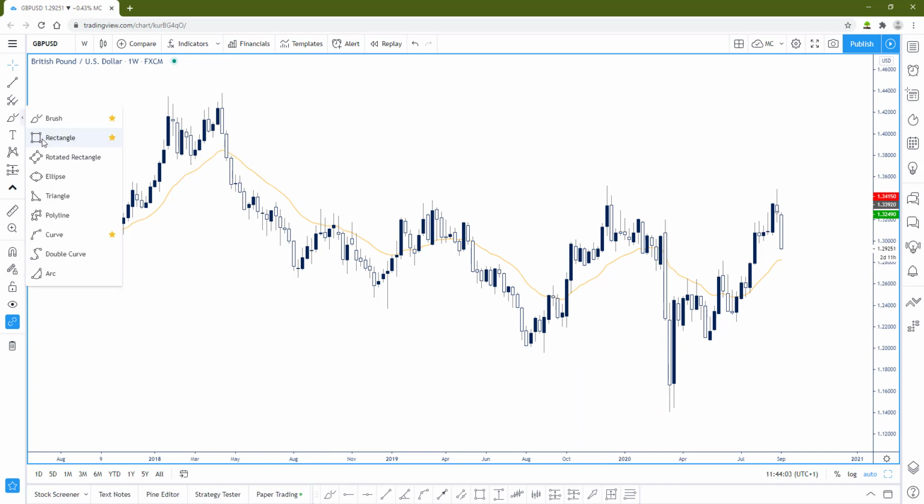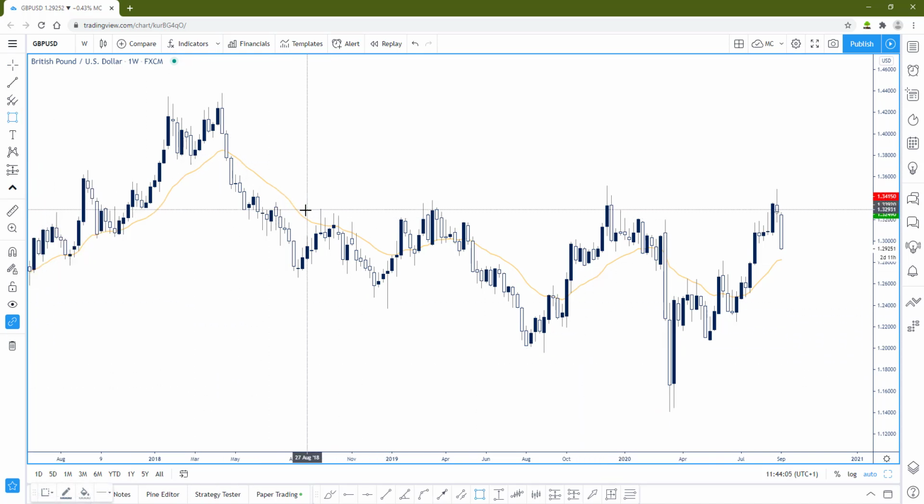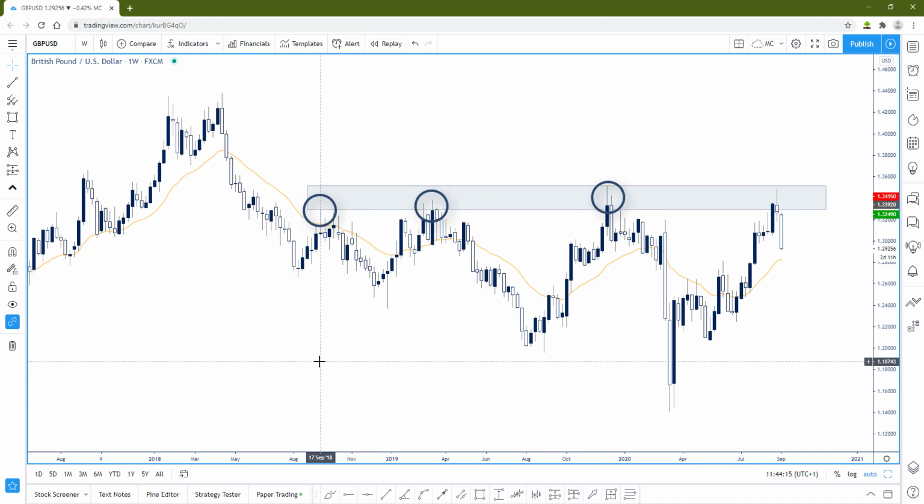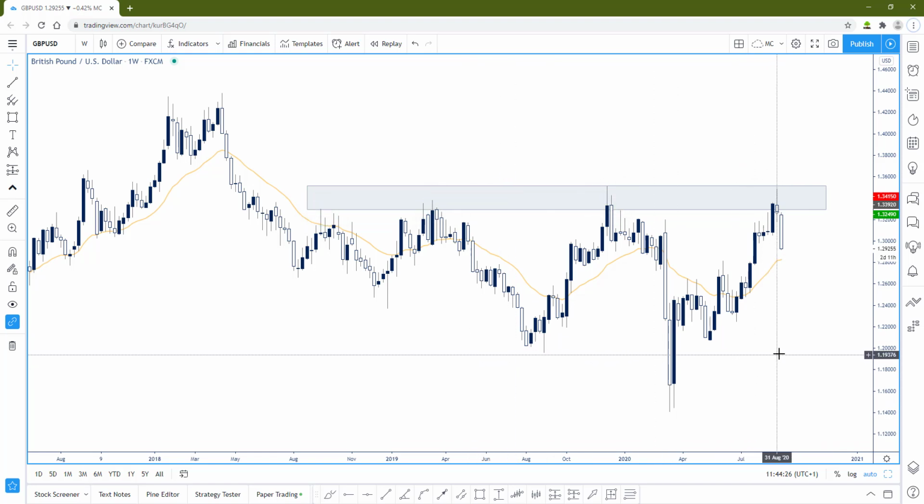And then after this reversal, price traded up to this area up here, which you can see is a long-term key resistance that has multiple touches dating back all the way to September 2018. So that's also a long-term multi-year resistance that price has hit, and you can see it was hit here on the 31st of August.